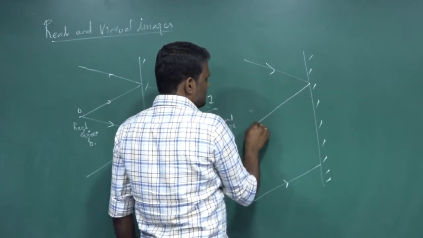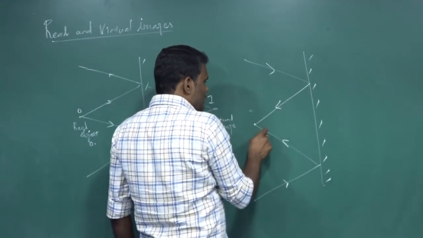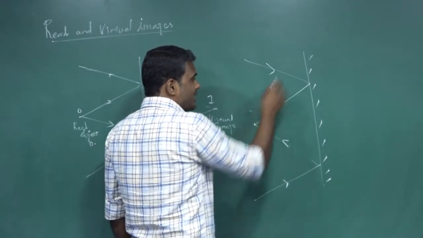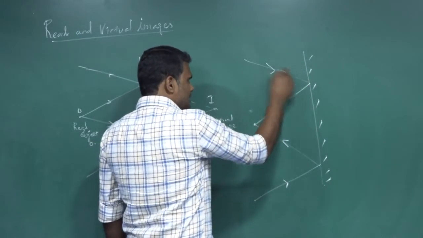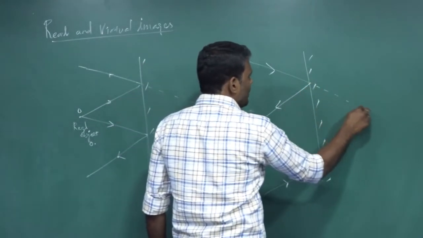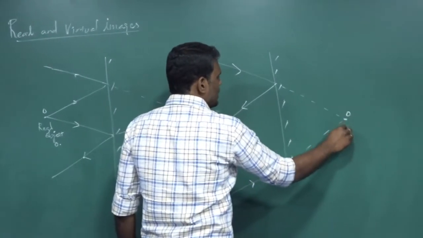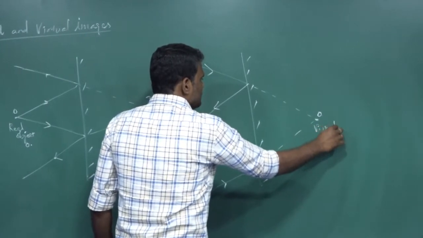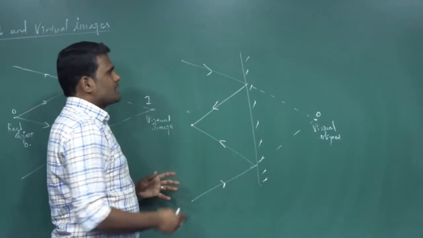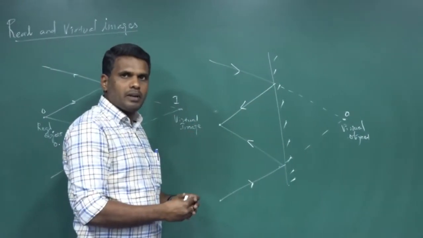After reflection, the rays will converge at a point in front of the mirror. Rays are converging at the point in front of the mirror. These convergent rays, when produced backwards, meet at a point O. We call it the virtual object. So you cannot see the object, or you cannot identify where the object is in front of the plane mirror.